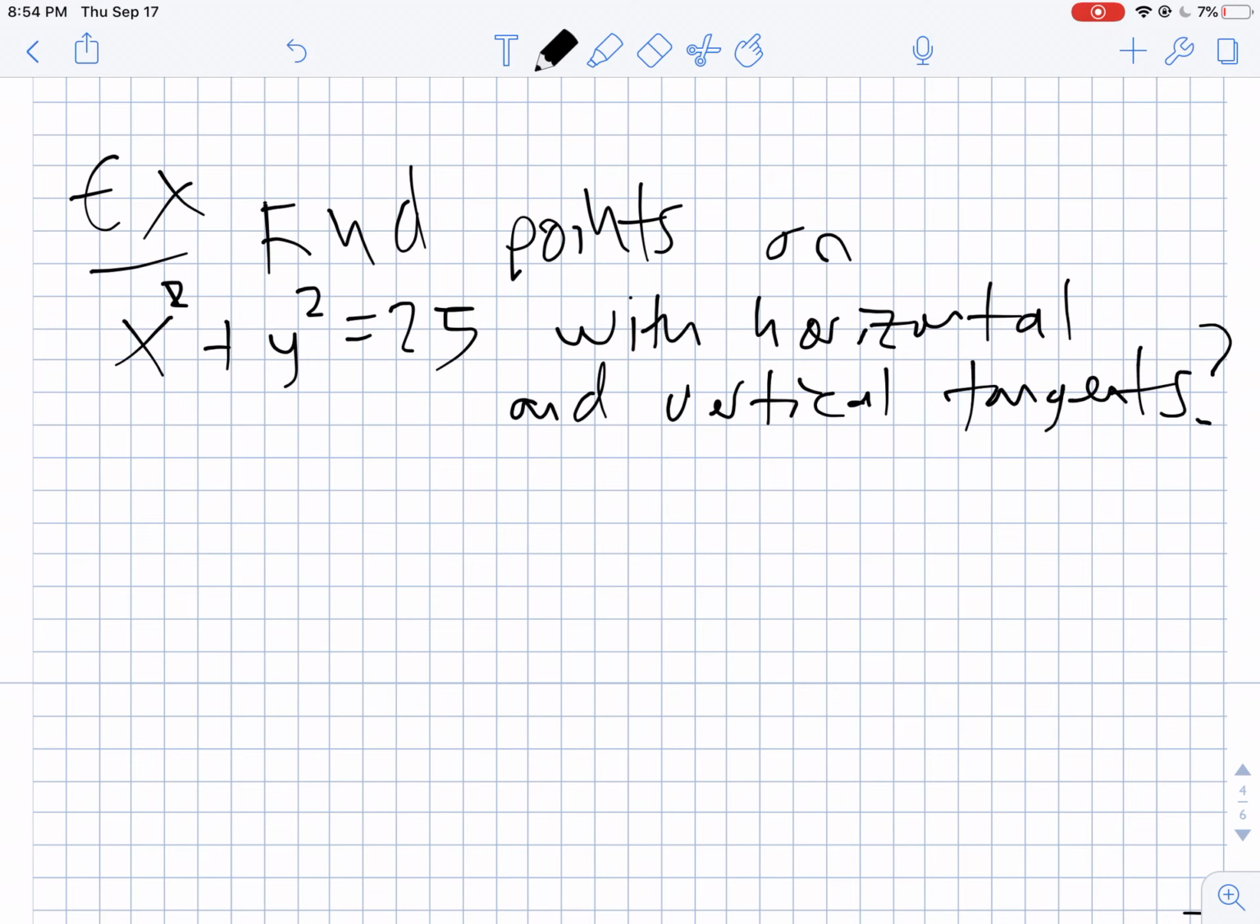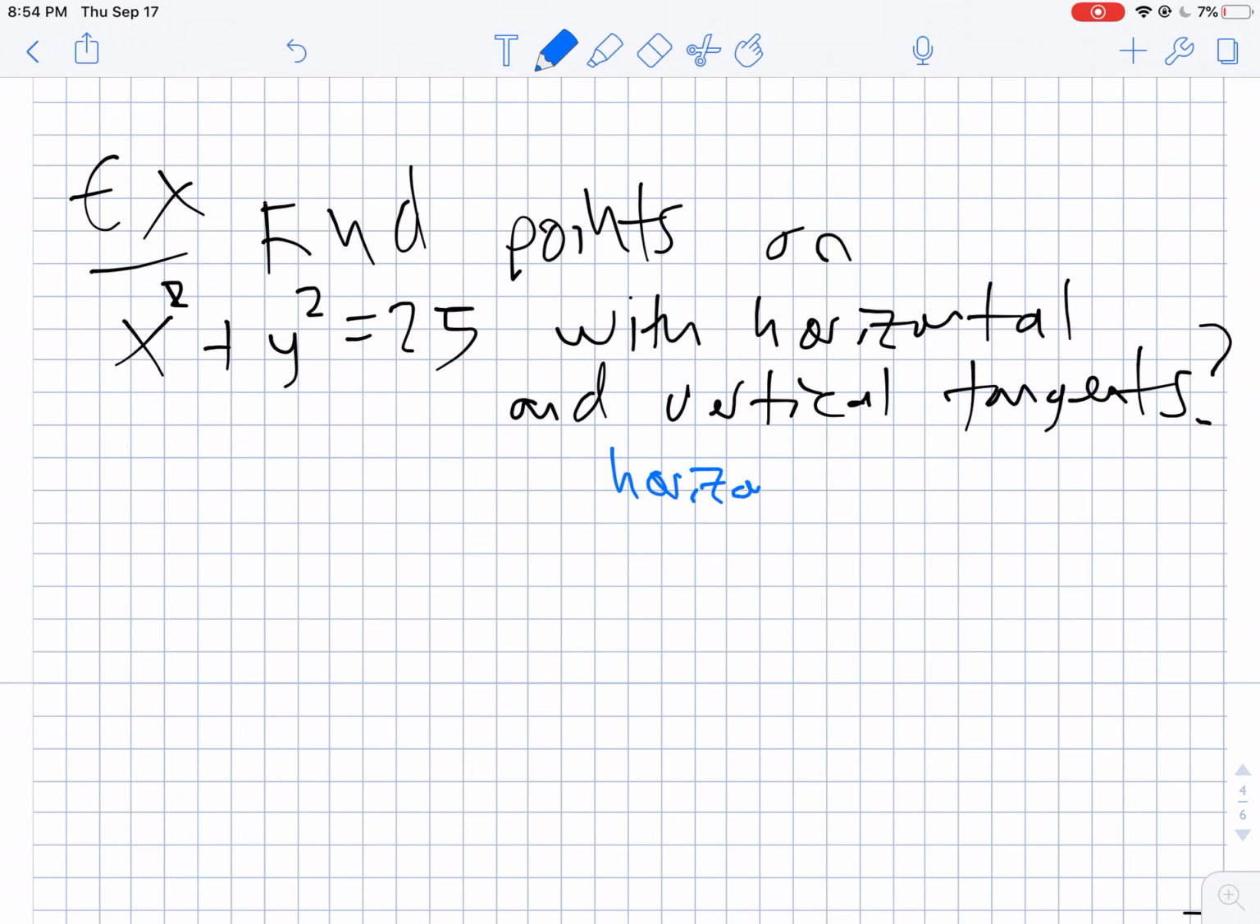Okay, so we're going to look at some more examples of problems dealing with implicit differentiation. So here's the situation. We saw this before. Find all the points on x squared plus y squared equals 25 with horizontal and vertical tangents. So first off, before we do any problems, let's talk about what that means.